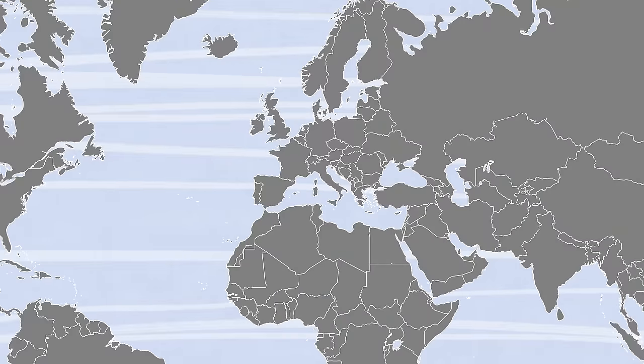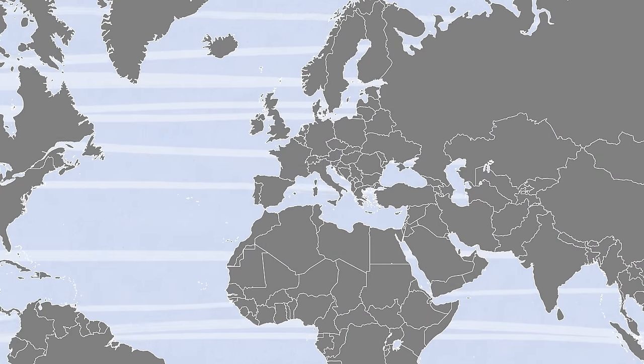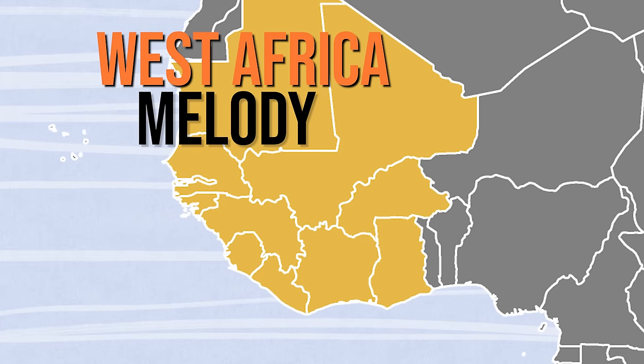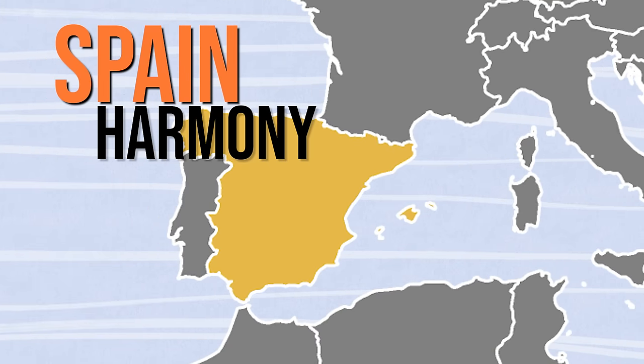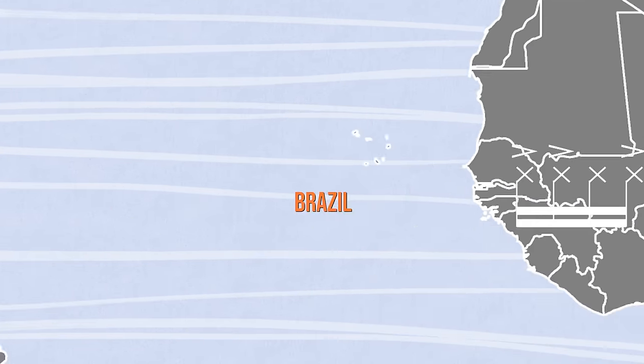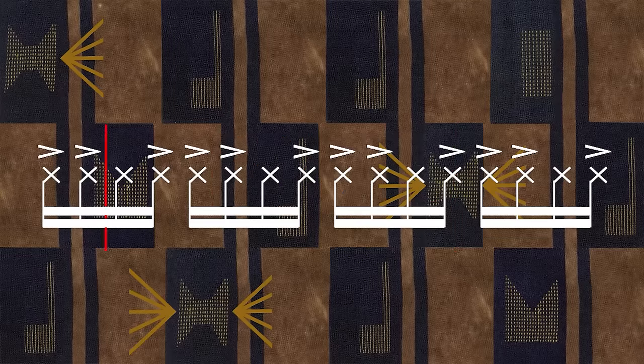To see what I mean, let's look at some examples of how instruments affect the music that's written for them from around the world. We'll look at a melodic line from West Africa, which was born out of an instrument with a very unusual arrangement of its strings. A harmony from southern Spain that would be impossible to imagine without the guitar. But to begin with, a rhythmic conundrum from Brazil, a quirky rhythm that probably emerged from the way certain percussion instruments are played. And this is an example of a classic samba rhythm.